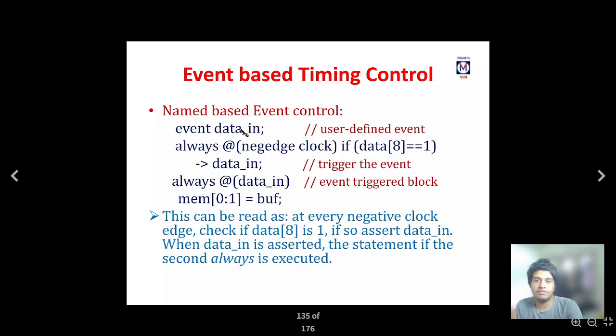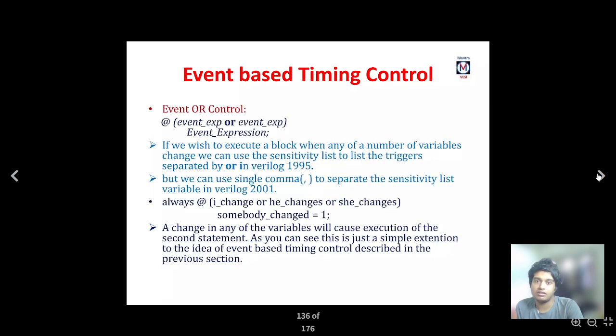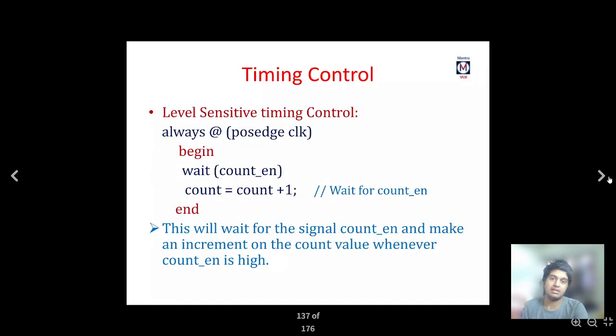Named event based event control. Event data and user defined event. When the event is triggered, the event will be run. Event OR control. If you wish to execute when either of the variables changes, with a sensitivity list of the triggers, we could use a comma or the keyword or to separate the variables in the sensitivity list. Always at a changes, b changes, or c changes, execute the second statement if any of the variables changes. This is the idea of event based timing control described in the previous section.